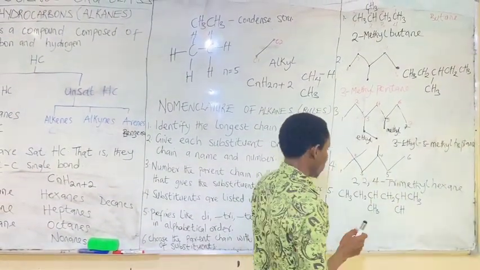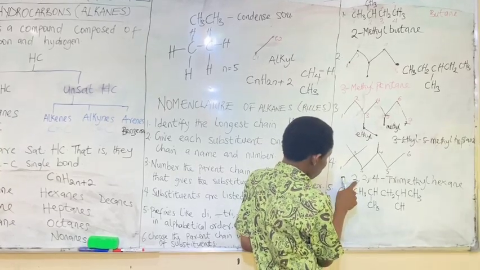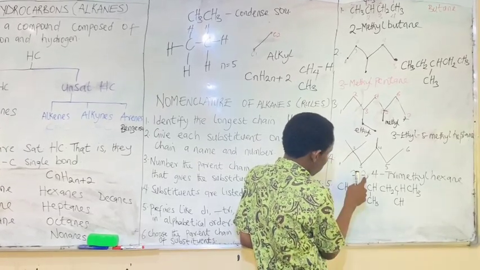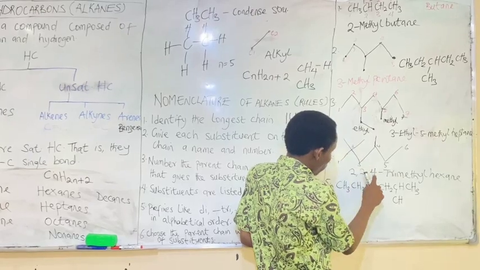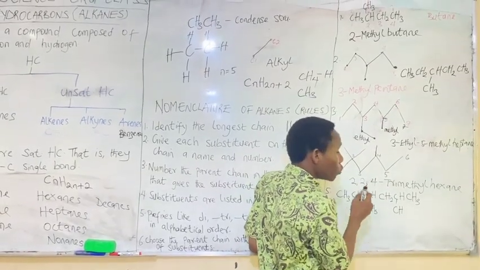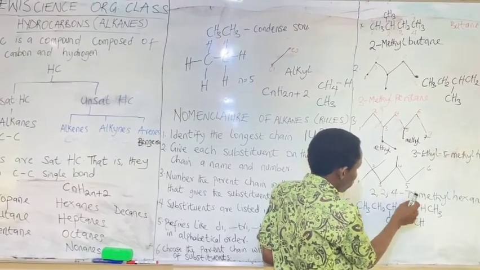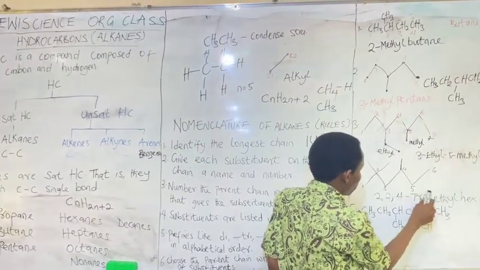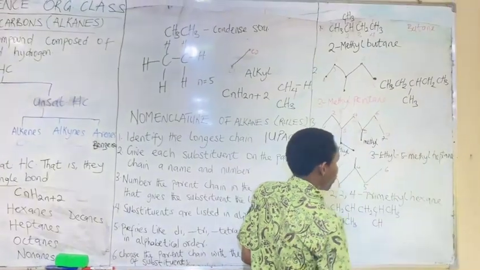Let's explain this. This 2 is for this, the other 2 is for this, while this 4 is for this. And then they are all methyl groups, 3 methyl groups, trimethyl. The longest chain is what? Hexane.